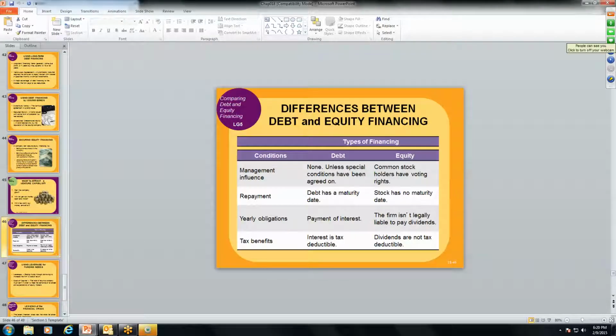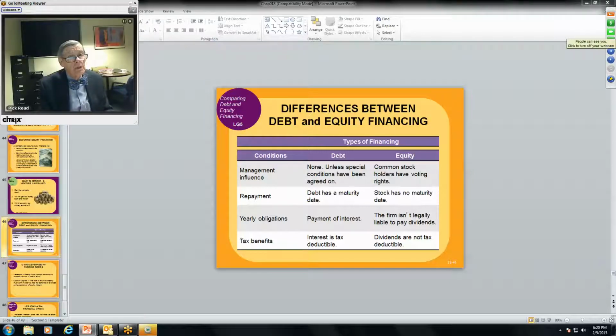Here's the difference between equity and debt financing. Management influence: there's none on debt financing. The bond holders cannot tell you what to do. They never become owners of the company. And of course, the debt has a maturity date. You usually have to pay it in monthly installments or whatever. And you have to pay the interest, and of course the benefit is the interest is tax deductible.